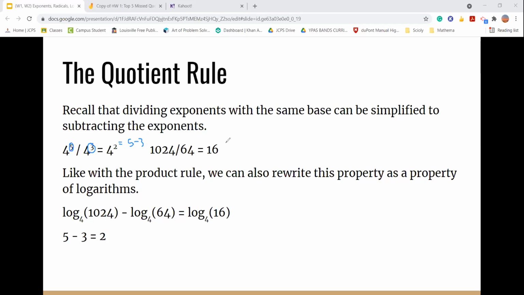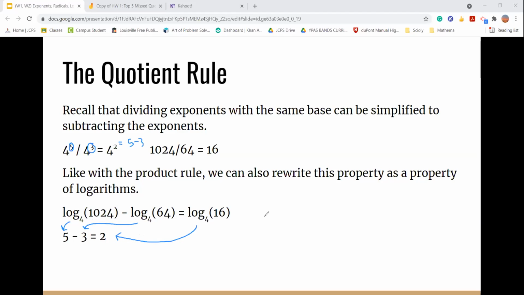We can also use this property when we're doing logarithms. So for example, we have log base 4 of 1024 minus log base 4 of 64 equals log base 4 of 16. If we look at each of these logarithms individually, log base 4 of 1024 is just 5 because 4 to the 5th equals 1024. And then log base 4 of 64 is 3 because 4 raised to the 3rd power equals 64. And log base 4 of 16 is 2 because 4 squared equals 16.